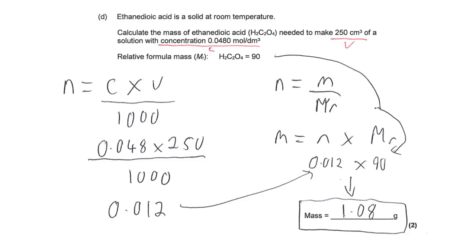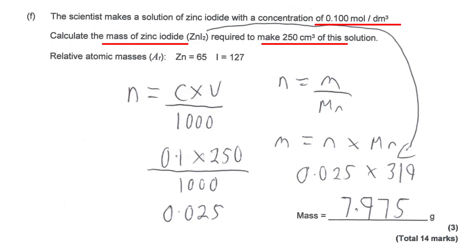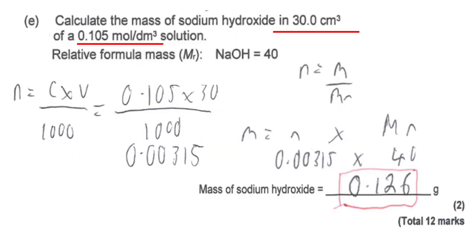0.048 times 250 over 1,000 gives you 0.012. Again, take your molecular mass equation, rearrange it, and you will get 1.08. Here's another example, exact same thing again. Just play and pause, make sure you understand where the numbers come from.